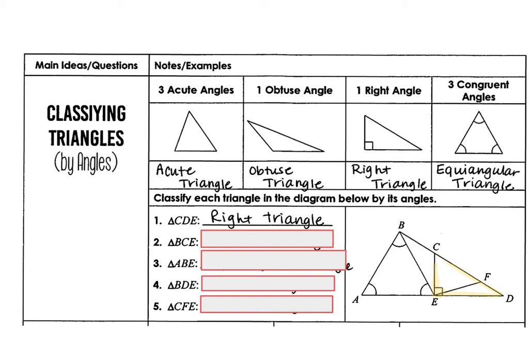Let's look at the next one. BCE. So we're going to find that one. Now this one has acute angles right here, but C is greater than 90 degrees. So it has one angle that is greater than 90 degrees. So that one is going to be an obtuse triangle. And so this is how you classify them by angles. You find out what the angles are like inside the triangle, and you name it accordingly. So go ahead and do 3, 4, and 5.